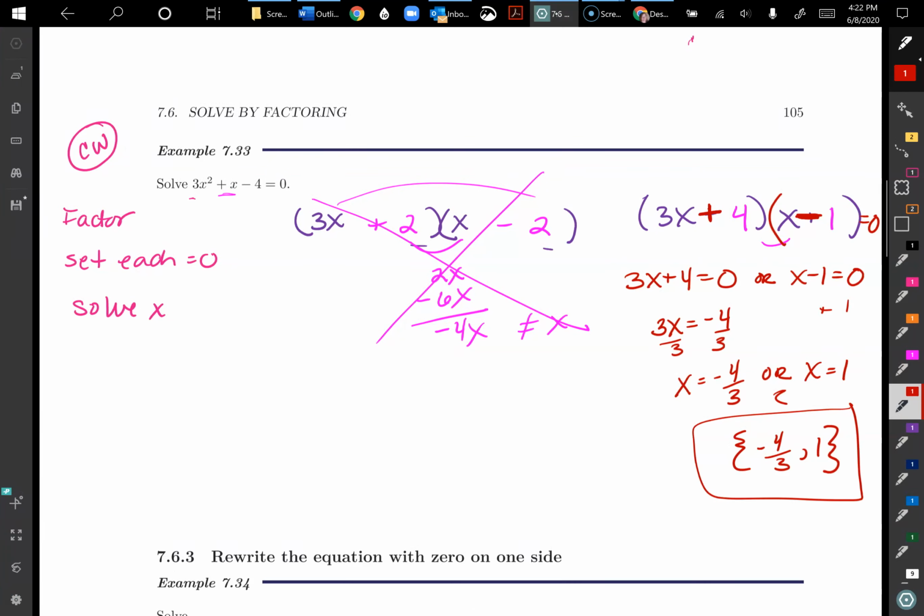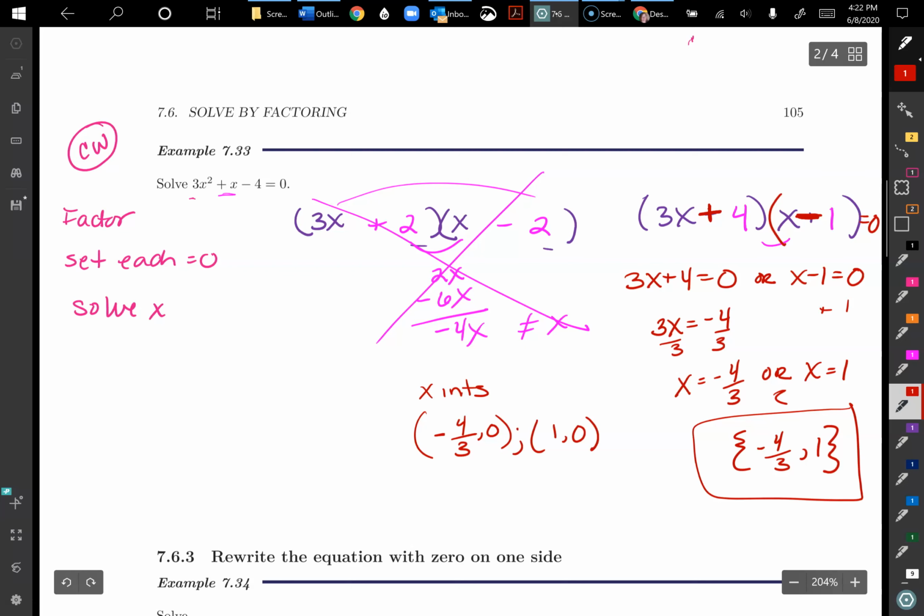So again, those were the points. It was negative 4/3, which is the same as what we had there, and 0 was an x. These are our x-intercepts. And 1, 0. So that's just them written as points instead of in set notation. We have the x, y values, not just the x values.